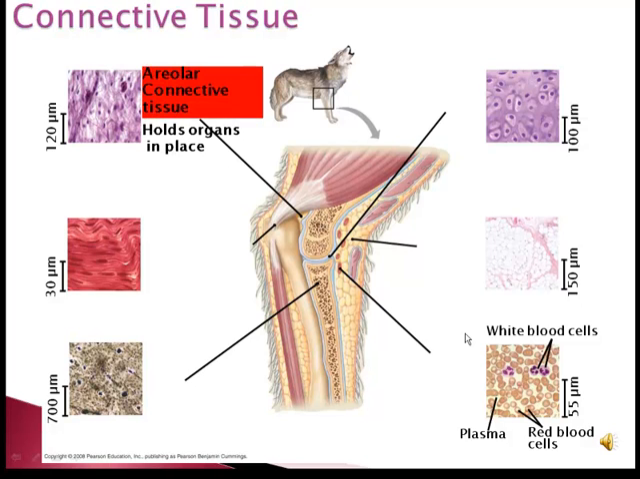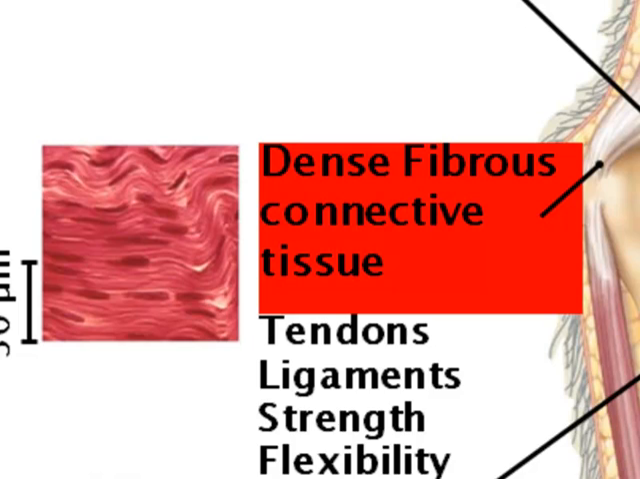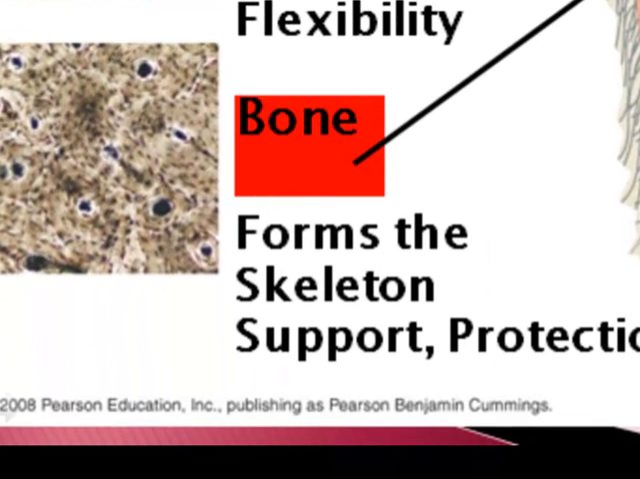The first one is areolar. It's a very basic connective tissue. It just helps to hold those organs in place. After that, we have dense fibrous connective tissue. The main two components of this type of connective tissue are tendons, which connect muscle to bone, and ligaments, which connect bone to bone. Below that is the bone connective tissue, and as I mentioned previously, this matrix has been ossified. It's been hardened to form much stronger support and protective system.